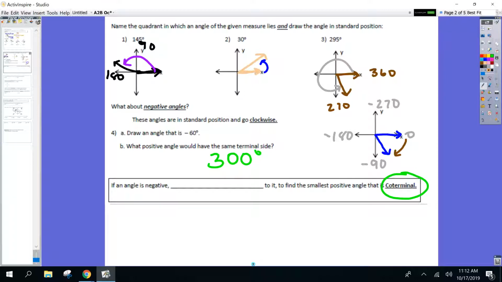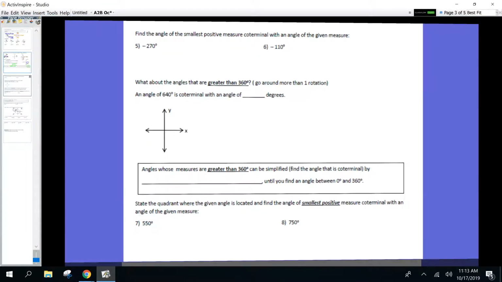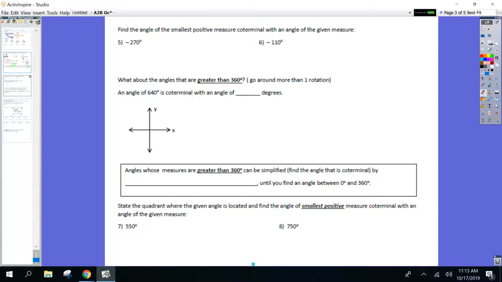All right? So that's what it is here. If an angle is negative, we add 360 to find the smallest positive angle. Okay? You're going all the way around in the opposite direction. Got that, Mary? Coterminal, they share the same what? Terminal side. It's the same angle, but in the other direction.